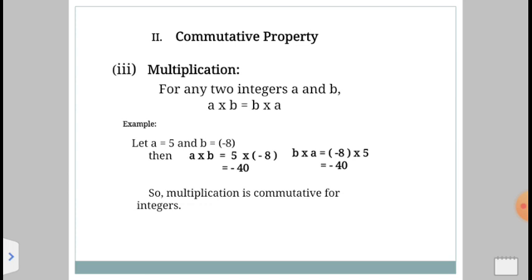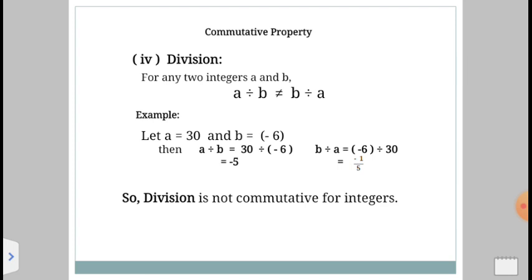Now, let us move on to multiplication. For any two integers a and b, a into b is equal to b into a. Example, a is 5 and b is minus 8. a into b, 5 into minus 8 is minus 40. Similarly, b into a, minus 8 into 5 is also minus 40. Hence, multiplication is commutative for integers. So, commutative property is satisfied for integers under multiplication.